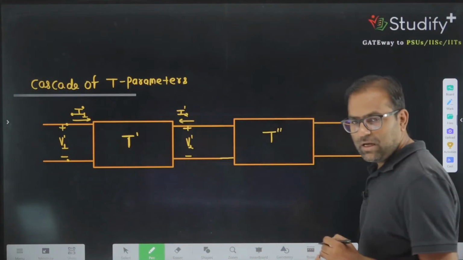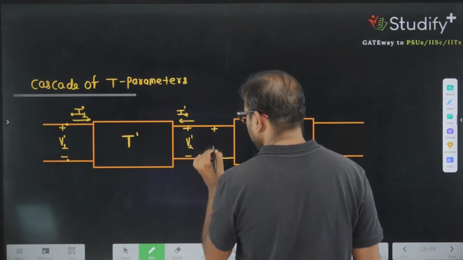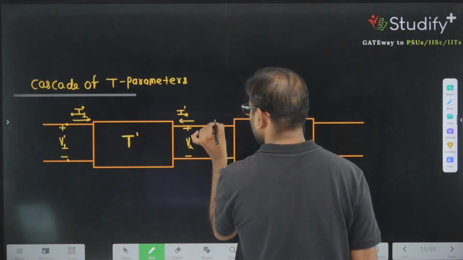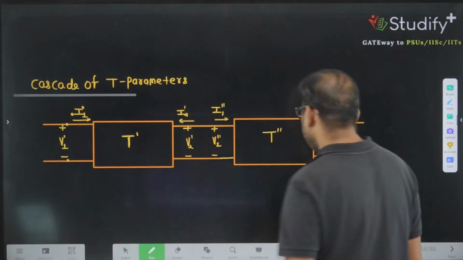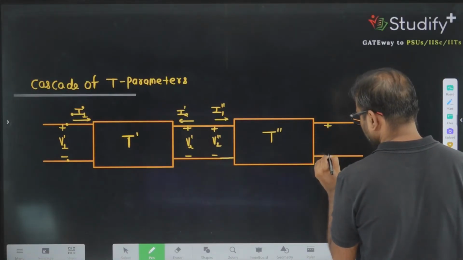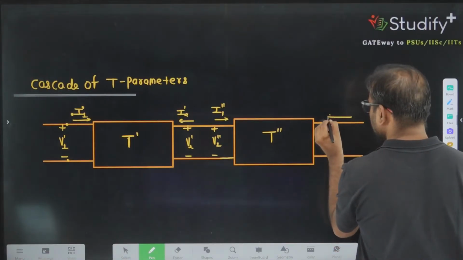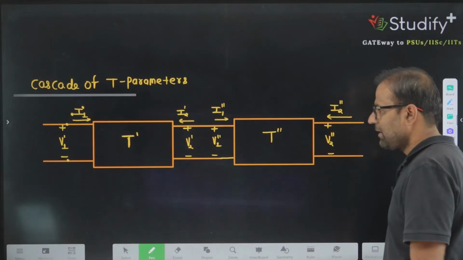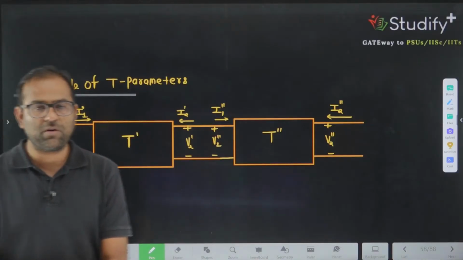And how can you define it? You can define it like this. This is V1 double prime, this is I1 double prime. And another value we are having is V2 double prime, and this is I2 double prime. This is the whole agenda for which the T parameters are very important when you are having the cascading of two networks.